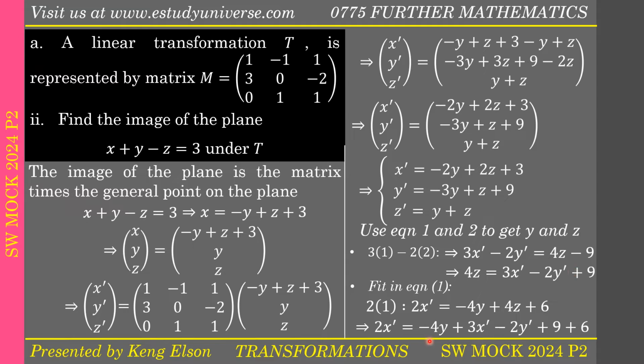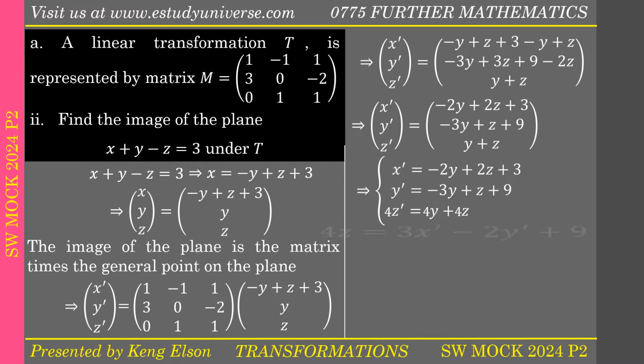So doing that, I get 2x prime equal to negative 4y plus, now what is 4z? It is 3x prime minus 2y prime plus 9. Then we also need to add 6. 9 plus 6 is 15. So previously we had 4z to be 3x prime minus 2y prime plus 9, and there we also have 4y. If you find 4y from the previous, you're going to have x prime minus 2y prime plus 15.